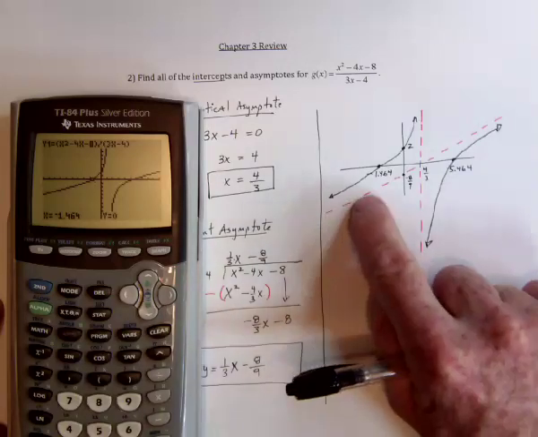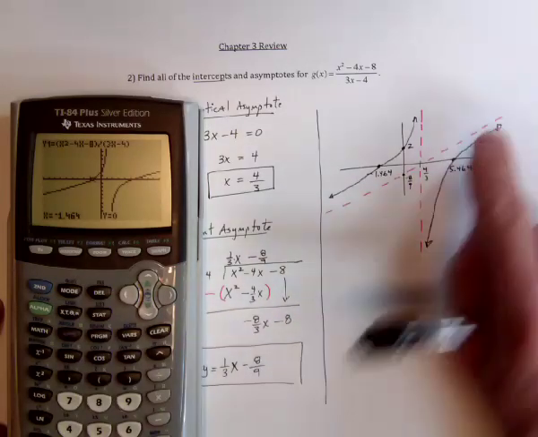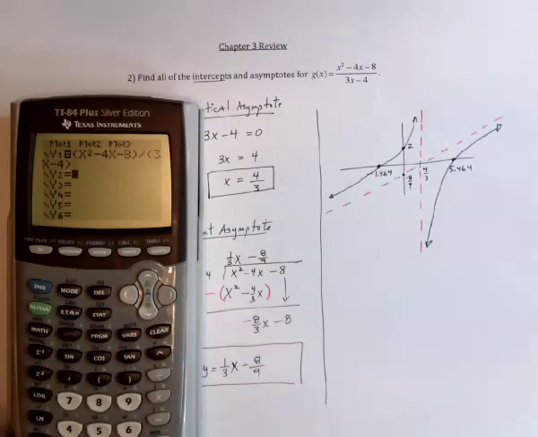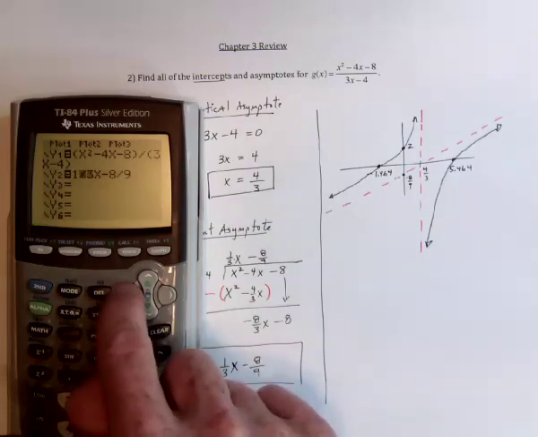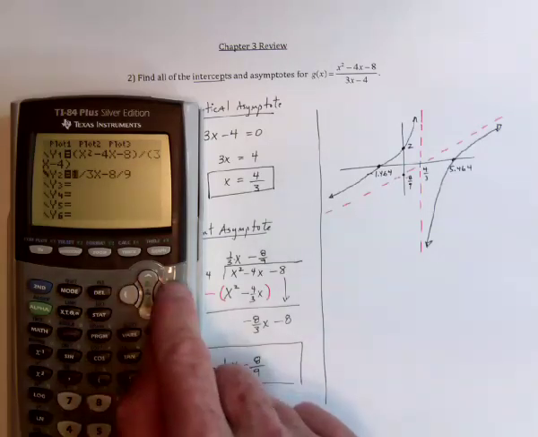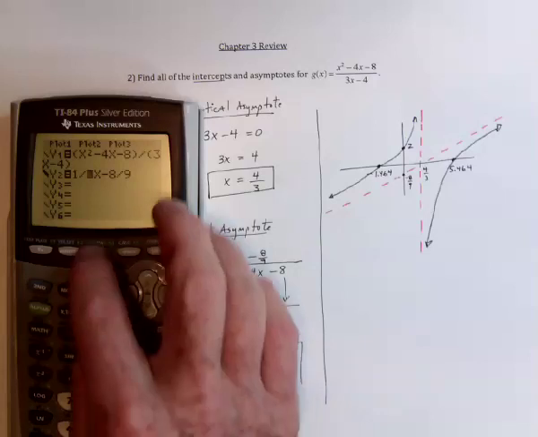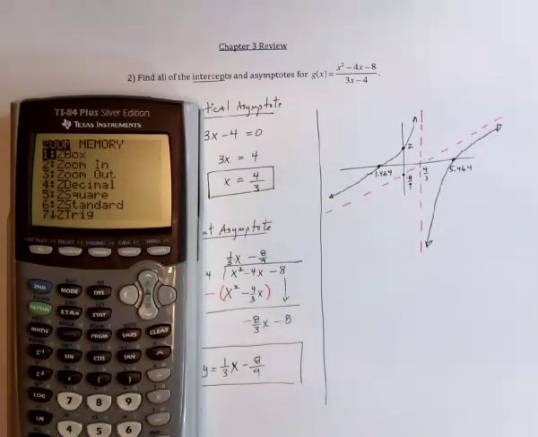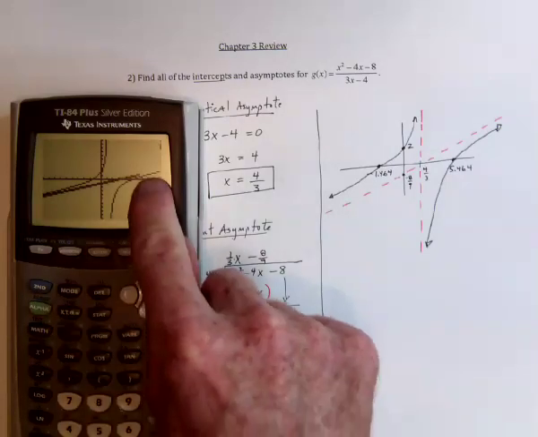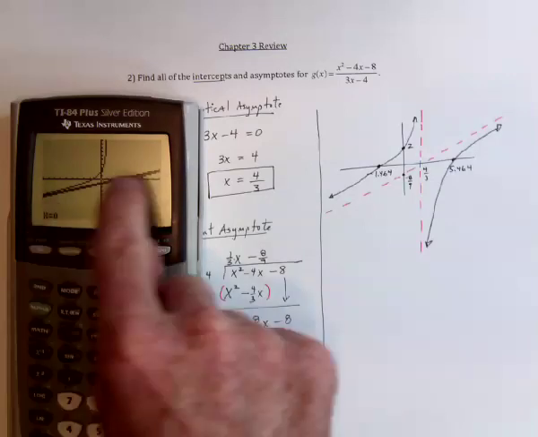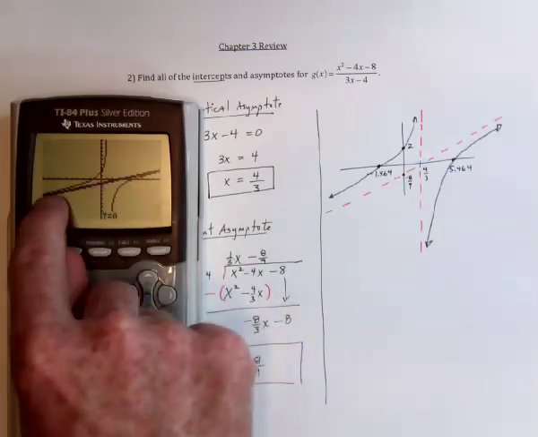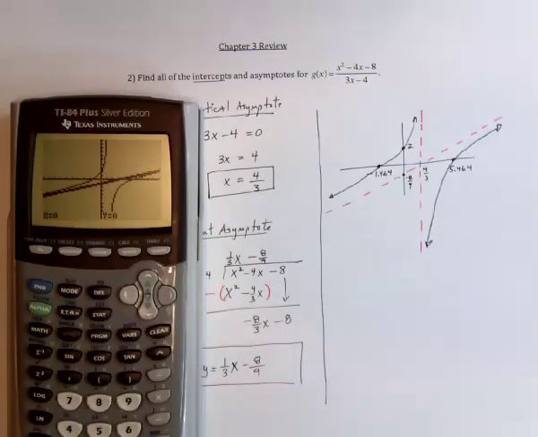One other thing I want to do is verify that I got this line correct. So if I also graph the 1/3 x minus 8/9, and I make this a thicker line, then that should, in here, go right through the 2. And as these functions go off to the left and to the right, the function is going to get closer and closer and closer to that line. So it looks like we've got everything right.